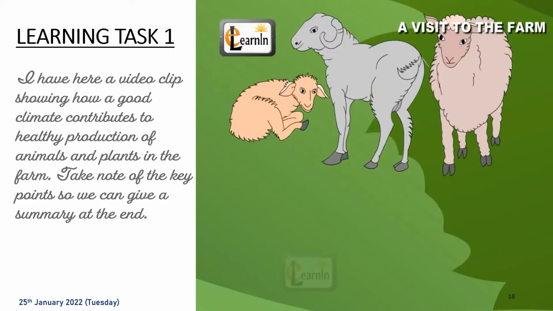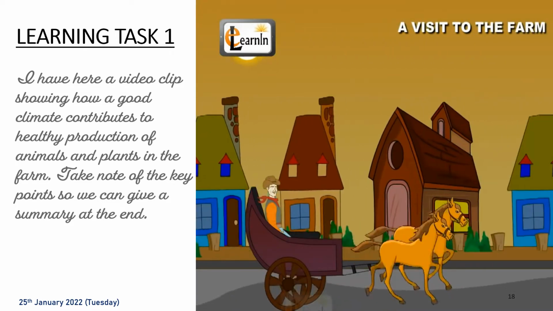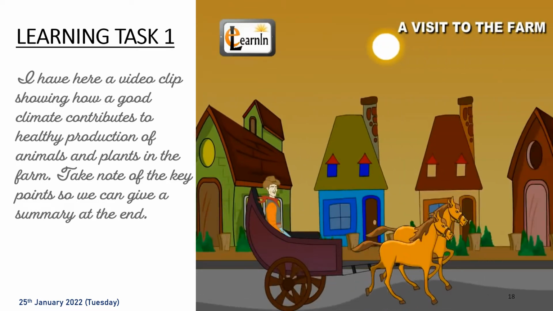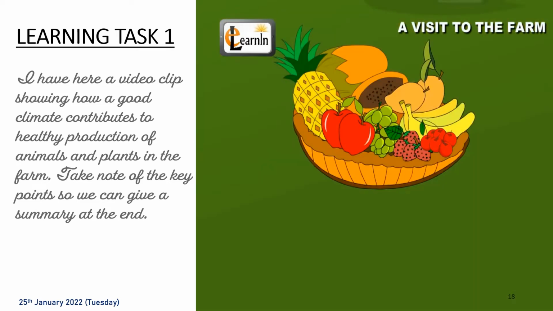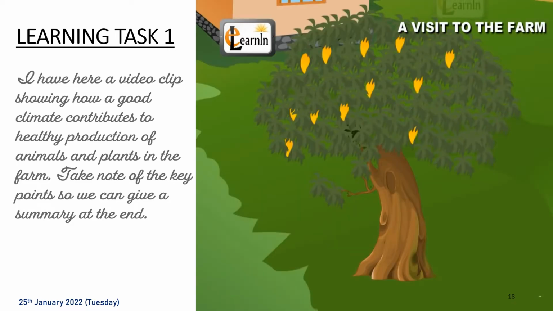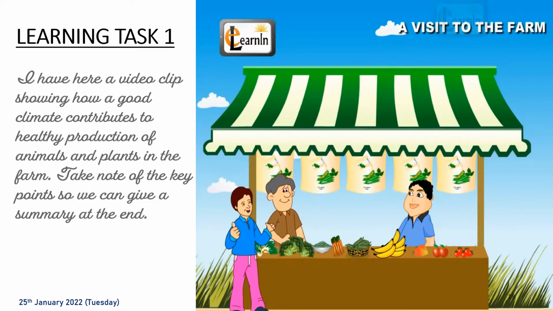He showed a flock of sheep and said that their fur is used in making woolen clothes. He showed a few horses and explained how they help him in carrying goods. Then he showed them a field in which fruits like grapes and mangoes and some vegetables are grown. He said that these vegetables and fruits are sold in the market, which are bought by the people in the city in order to eat.